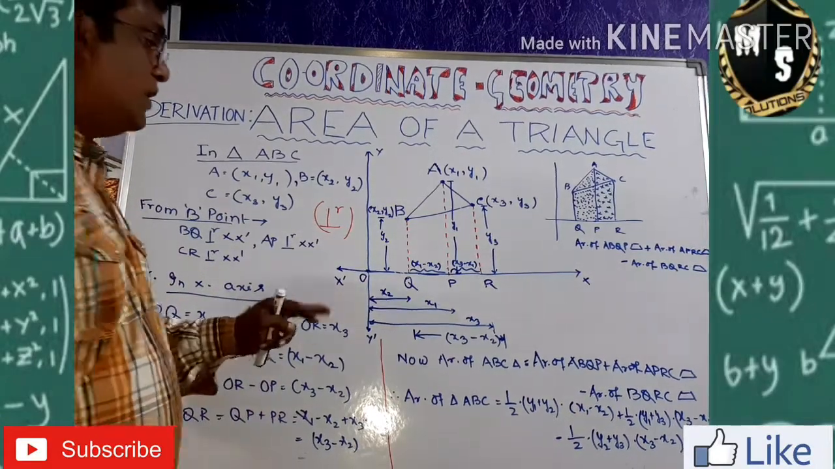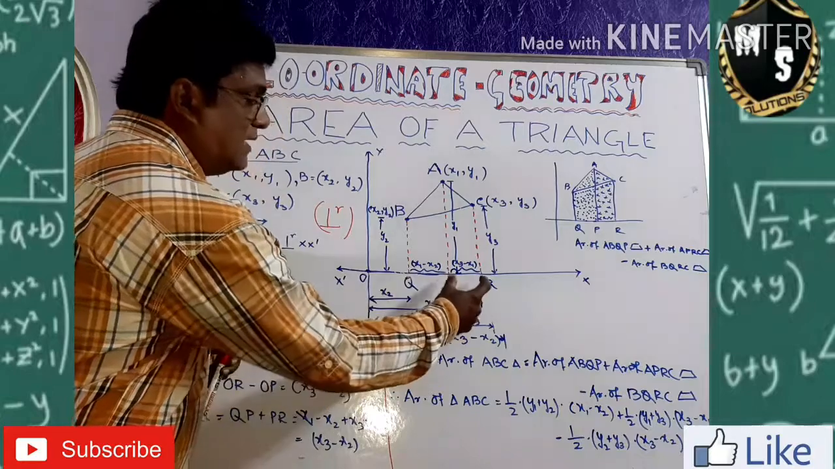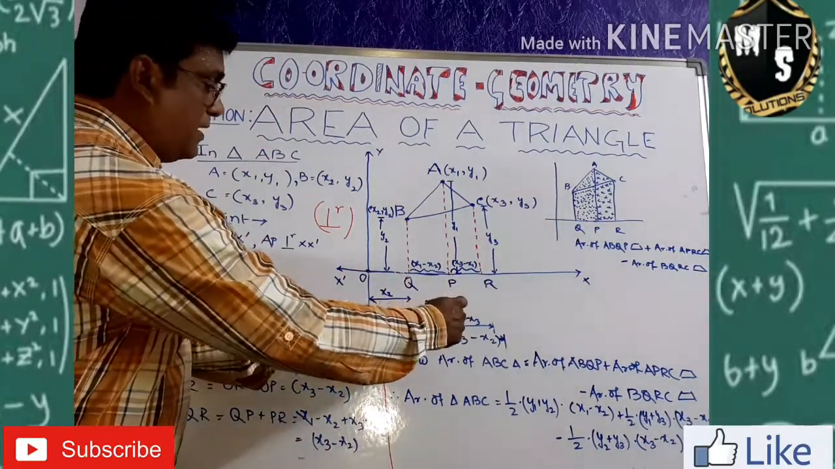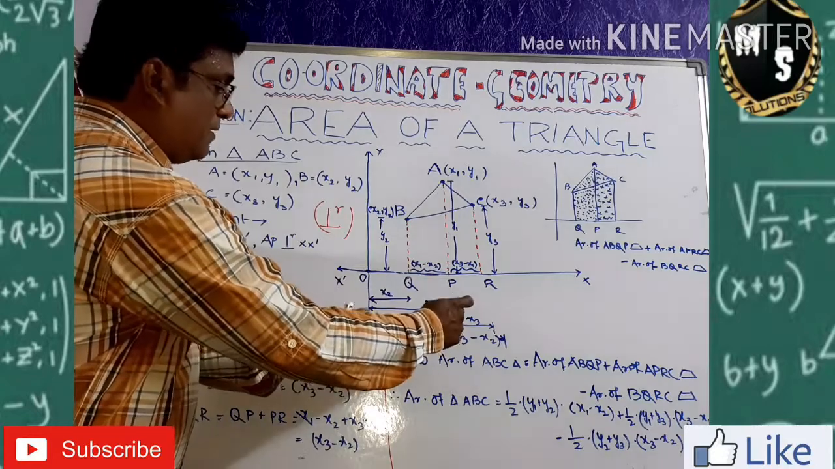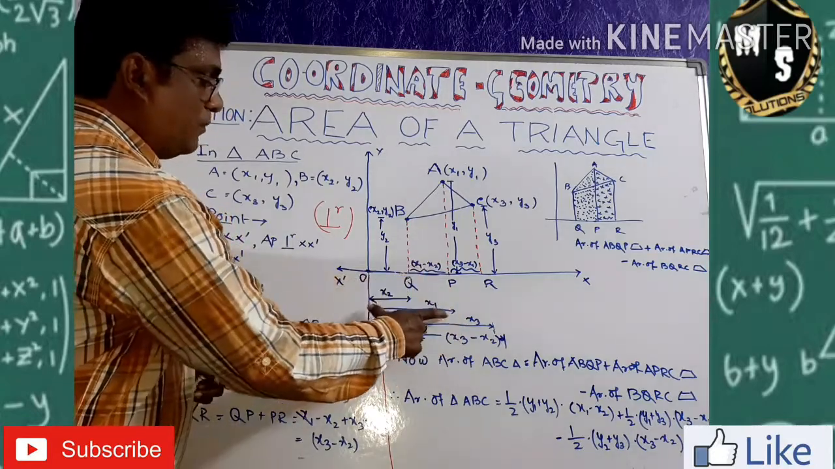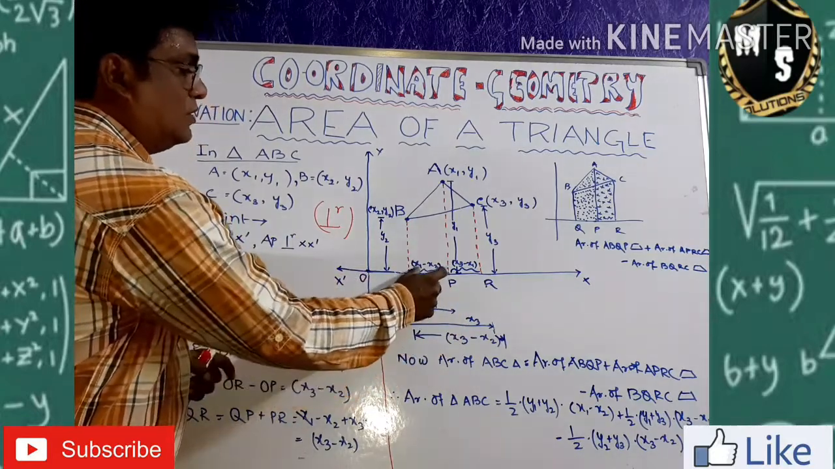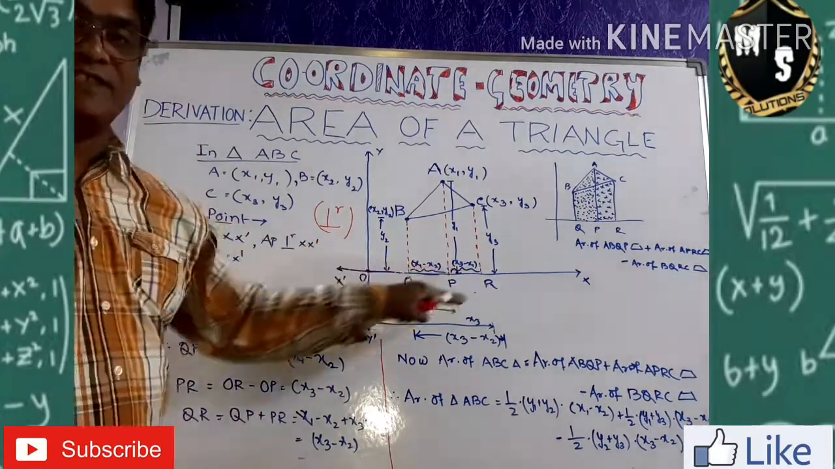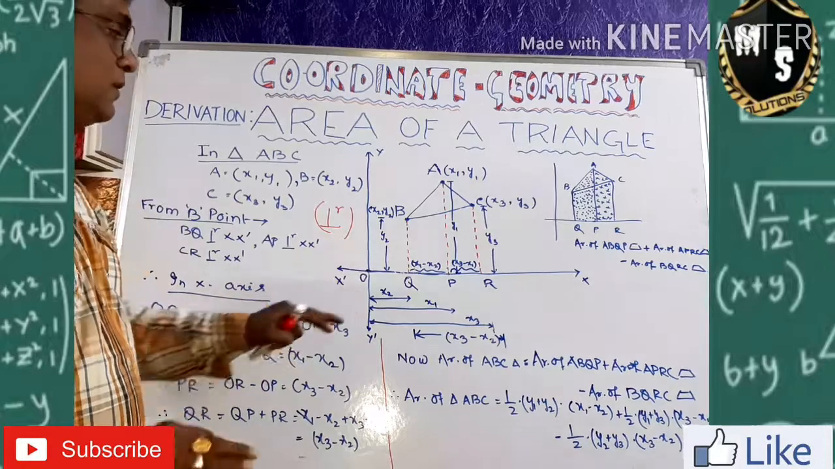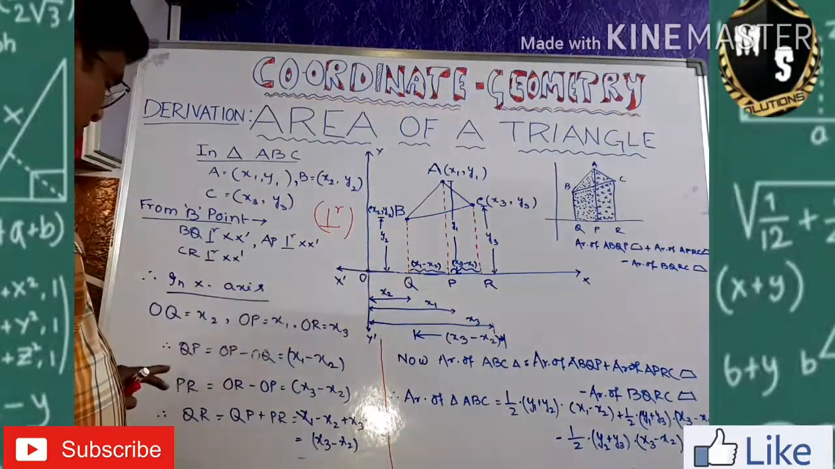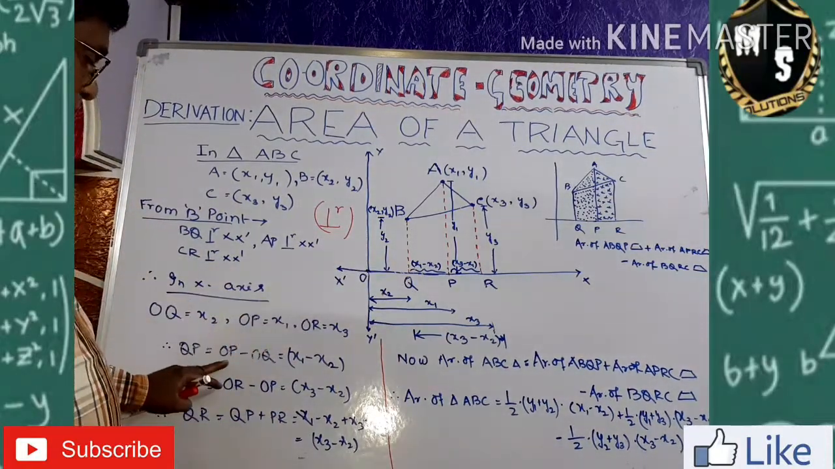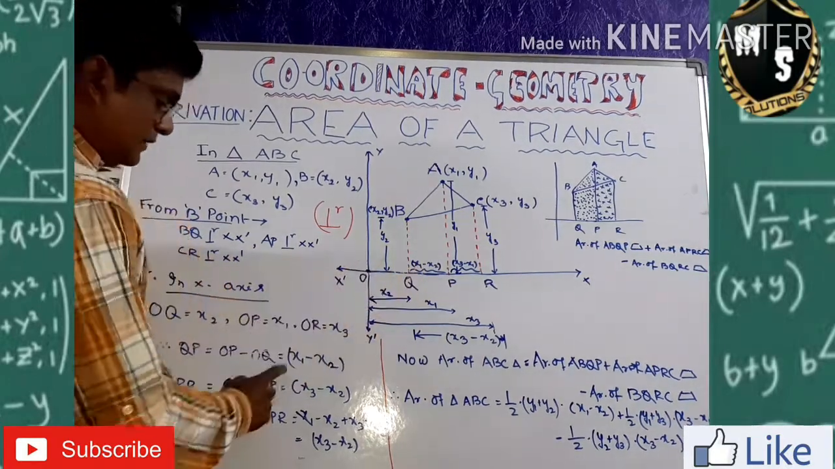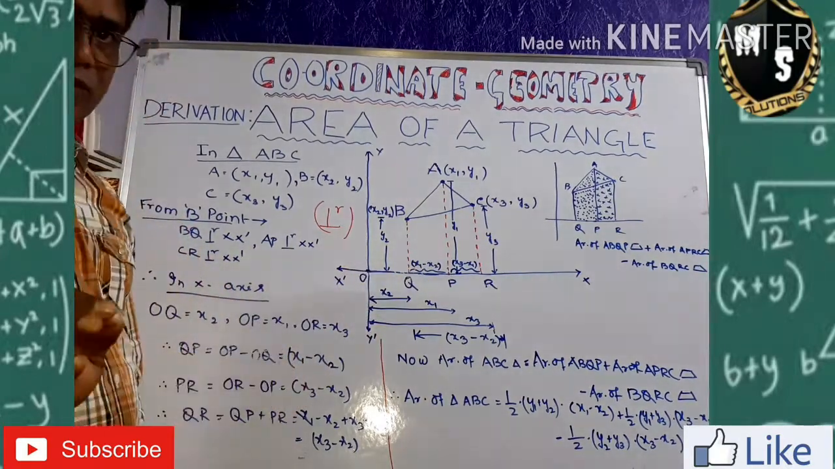Then what I said to you? I said this small distance and this small distance. What is this small distance? This is OP minus OQ. So OP is x1 minus x2. So this small distance is x1 minus x2. This is an x-axis measurement also. For that reason, we are going to write that. What is QP? I wrote it here, see. OP minus OQ, x1 minus x2. Understood now?